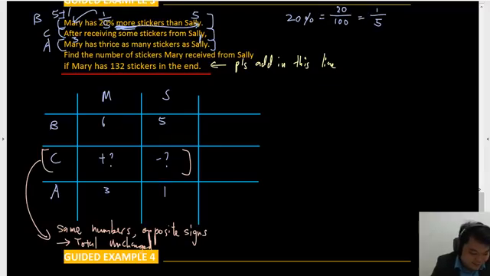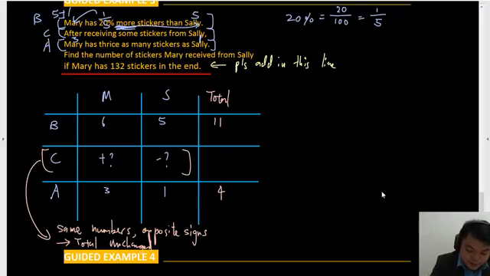So based on this, your total is now repeated. So we compare that. Now 6 plus 5 will give us 11. 3 plus 1 over here will give us 4.